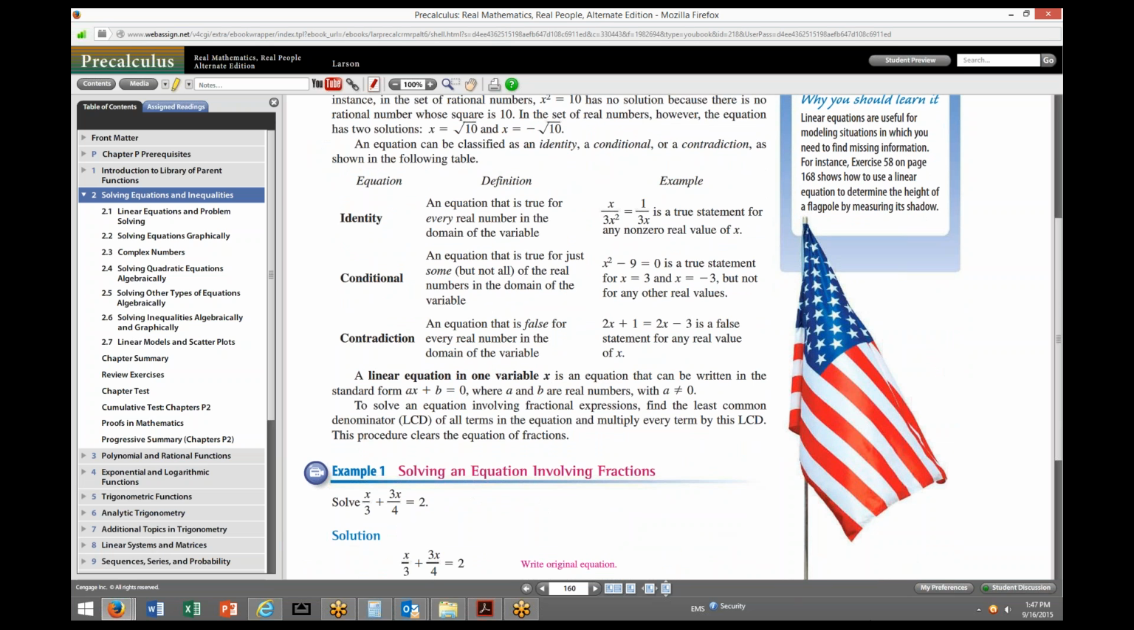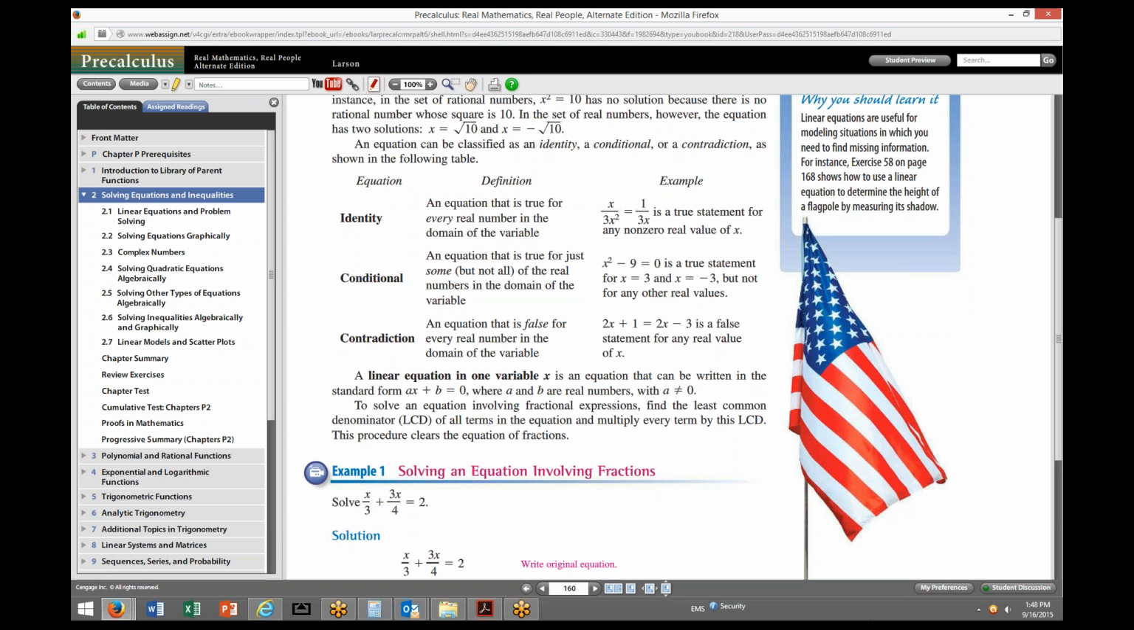The other two types of equations we'll just briefly mention here. The identity equation is unusual in that that type of equation is true for every real number in the domain of the variable. If, for instance, I gave you the equation 2x plus 2x equals 4x, obviously very, very simple. 2x plus 2x equals 4x, that's true for all values of x.